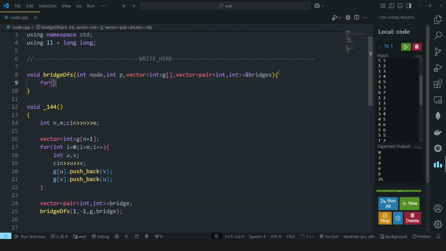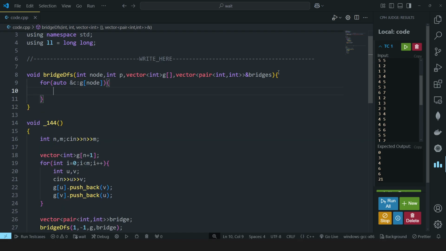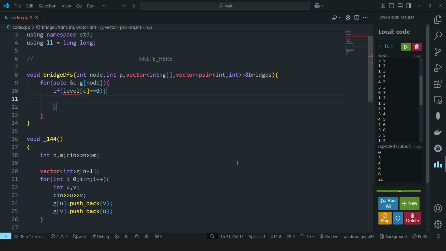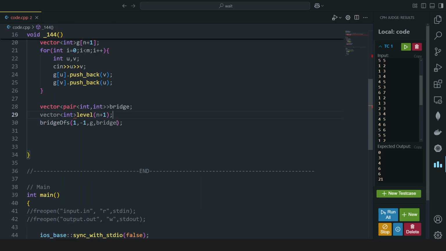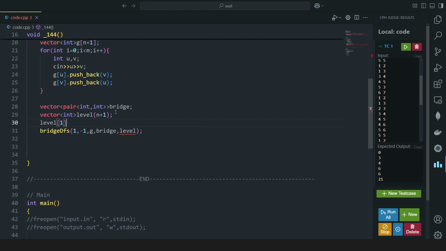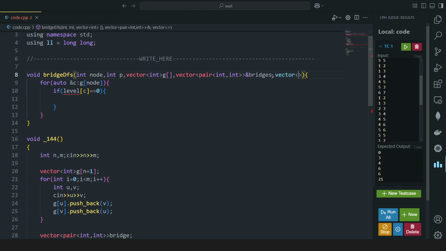I just said that I will be visiting each of the children of the current node, because this is how we do a DFS in a tree. I told you in the explanation that if the level of this child is 0, it means that it has not yet been visited. So let me declare that here as well. Let me pass this level here like this, and initially, as I told you, the level of 1 will be 1 only, and it will be a vector of int.